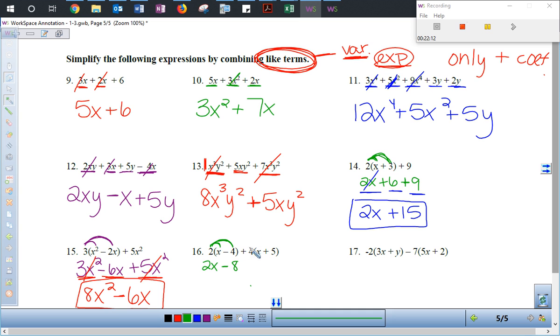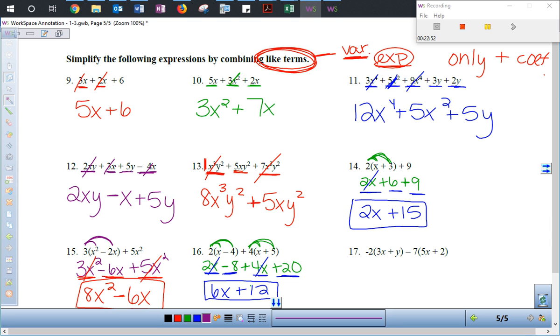And then we distribute the 4 throughout my second set of parentheses. So 4 times x is 4x. And 4 times 5 is 20. So this expression here has turned into 2x minus 8 plus 4x plus 20. Now go ahead and pause the video and simplify the expression by combining like terms. Hopefully you see that 2x plus 4x is 6x, and negative 8 plus 20 is a positive 12, so 6x plus 12.